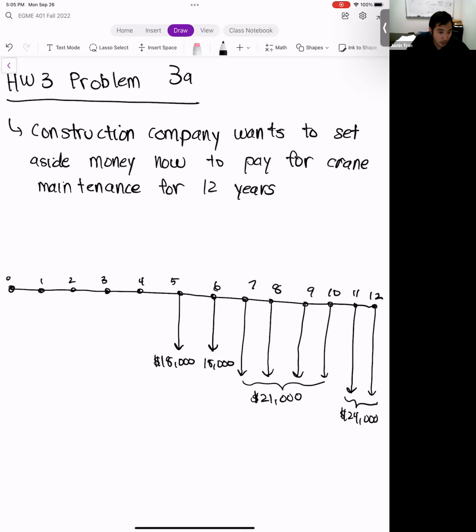Okay. And so if we're assuming an interest rate of 5%, we want to compute how much money the company should set aside now, in year 0, to pay for all these repairs in the future. So we're basically doing the exact same thing as our simple example. We're converting all of our cash flows here into a single equivalent present sum.